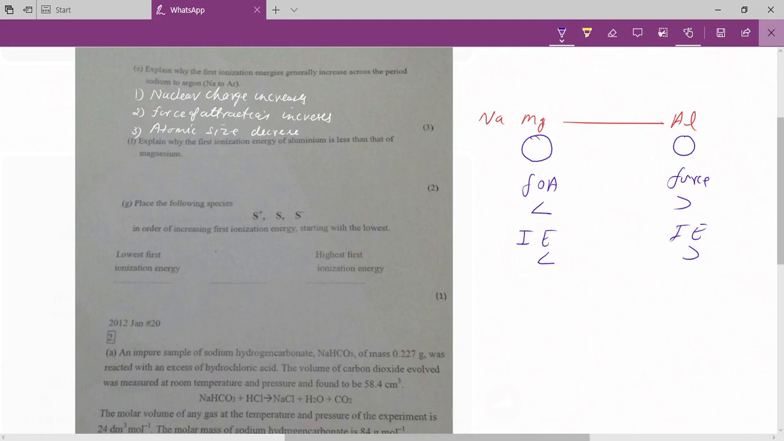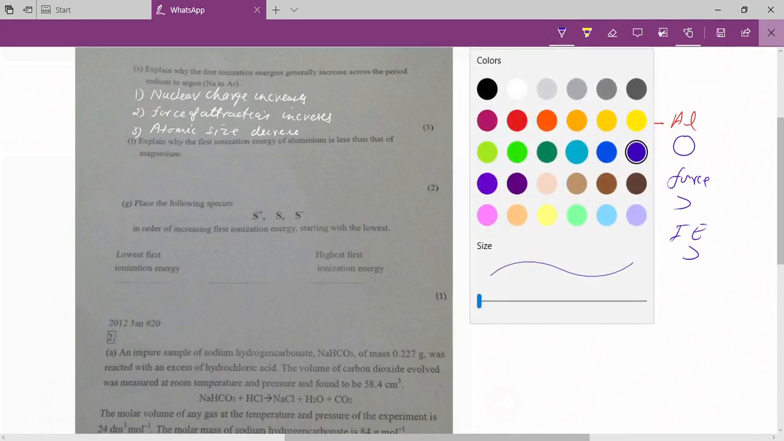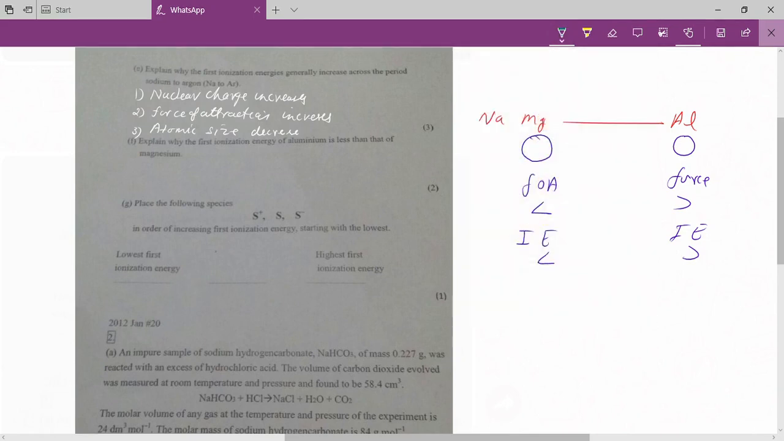I think it may be possible that they would like to give the number of electrons. Wait, Arjit, one answer you can also give regarding magnesium. Oh, I understand in which way that answer is given in your book. Just see here, magnesium has two electrons in the outermost shell, and aluminium has three electrons in the outermost shell.